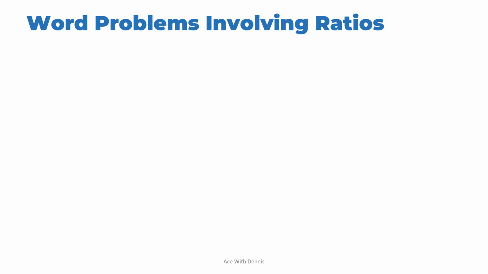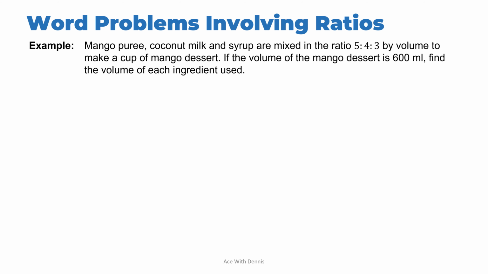Now, let's discuss some examples related to word problems involving ratios. Here is one example. Mango puree, coconut milk, and syrup are mixed in the ratio of 5 to 4 to 3 by volume to make a cup of mango dessert. If the volume of the mango dessert is 600 ml, find the volume of each ingredient used.